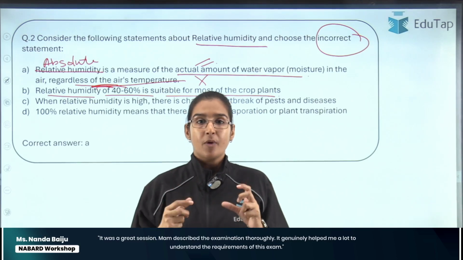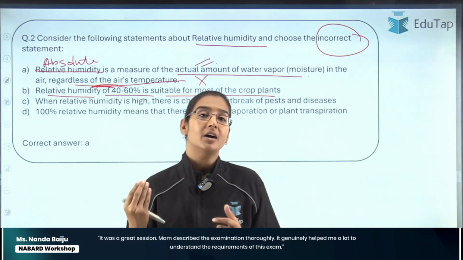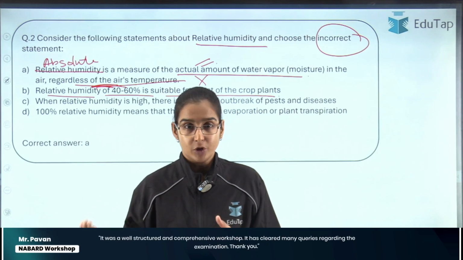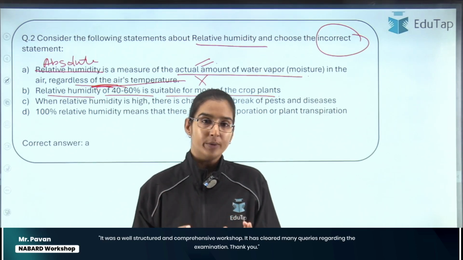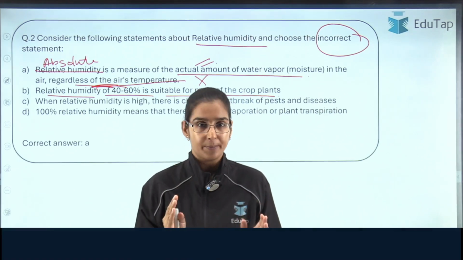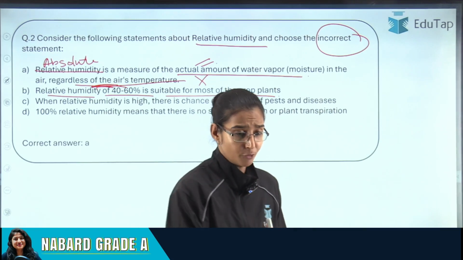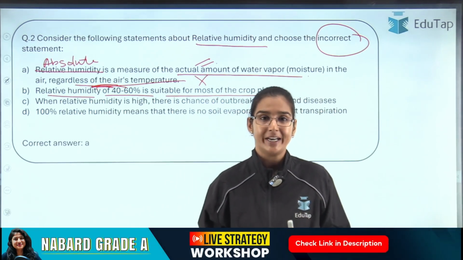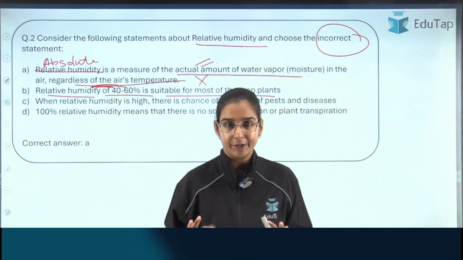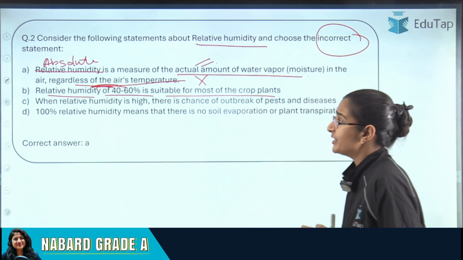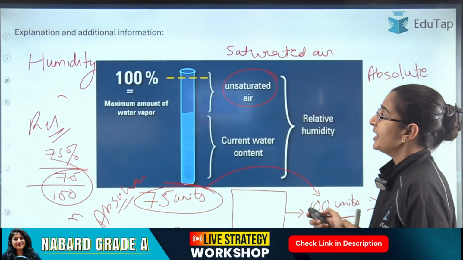So these are some of the problems associated with increased relative humidity, and therefore most plants prefer relative humidity in the range of 40 to 60%. All right, so with this, I think the concept of humidity, why it is important, what relative humidity is, and all these concepts are clear to you. Okay, now let's move ahead to the next question.